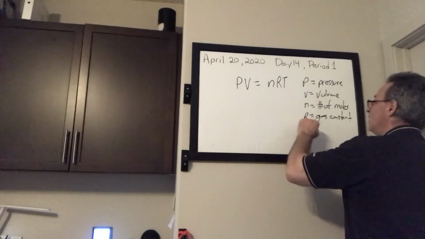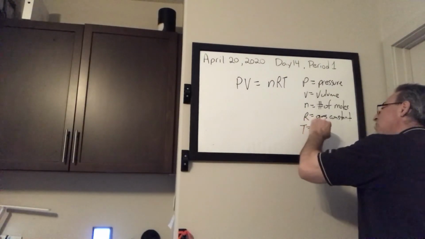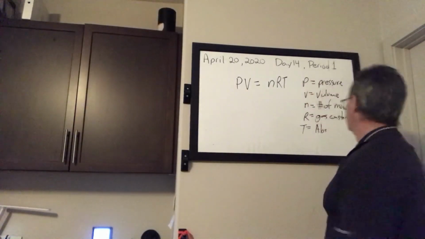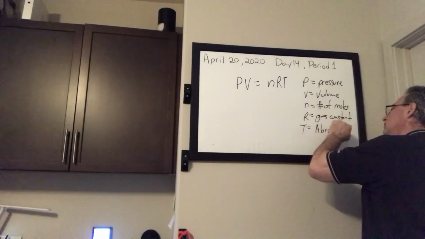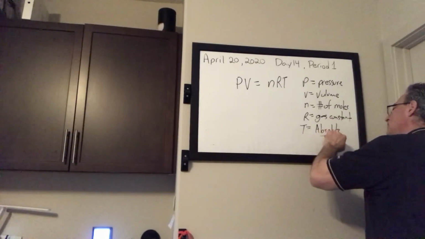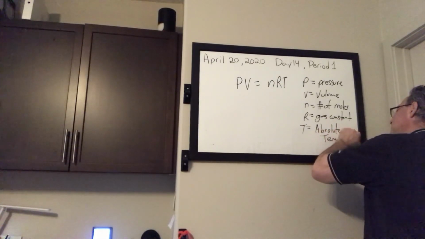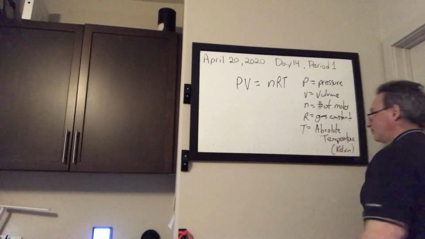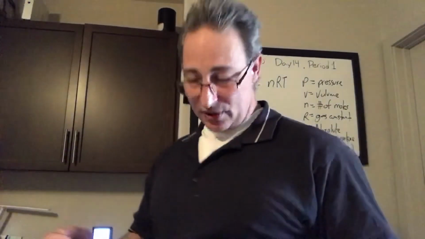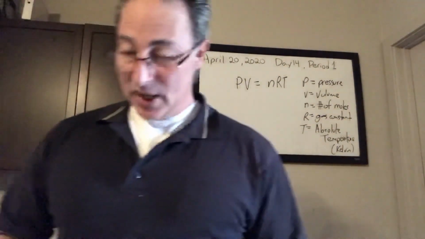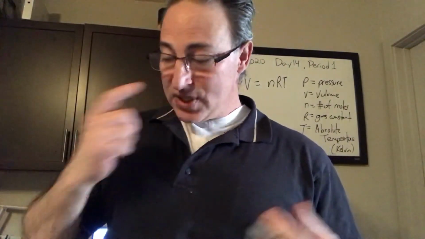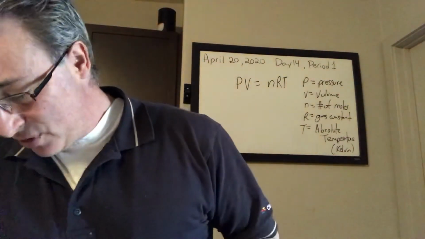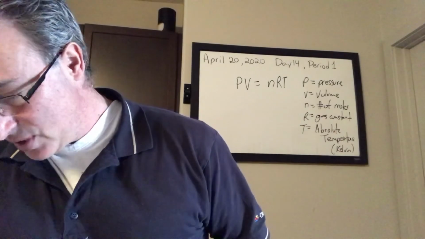And T is the temperature, the absolute temperature, not Celsius temperature. Don't use Celsius, use Kelvin. It's the absolute temperature measured in Kelvin of the gas. The reason why it's important to use absolute temperature is because the energy content of a gas goes to zero when the temperature is 0 Kelvin, or absolute zero.